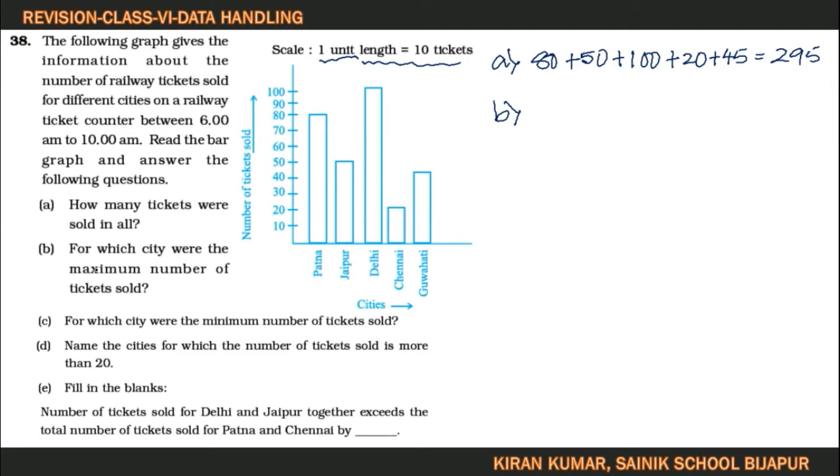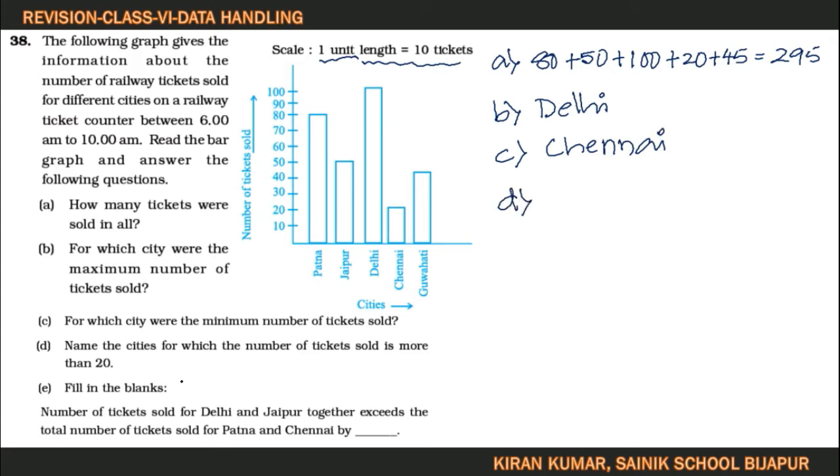Second, for which city were the maximum number of tickets sold? It's very evident that for the city Delhi, the maximum tickets are sold. So I'll be mentioning only the name of the city here, Delhi. The third one, for which city were the minimum number of tickets sold? Again, it's very evident that for the city Chennai, the minimum tickets were sold. Chennai.